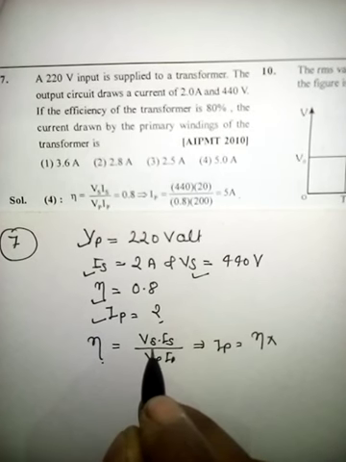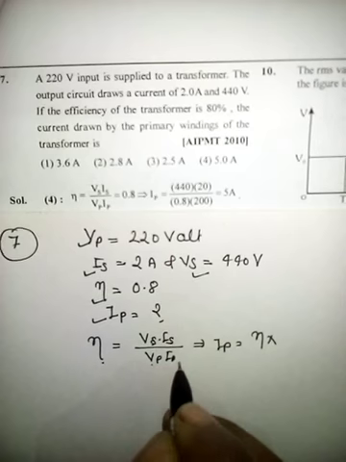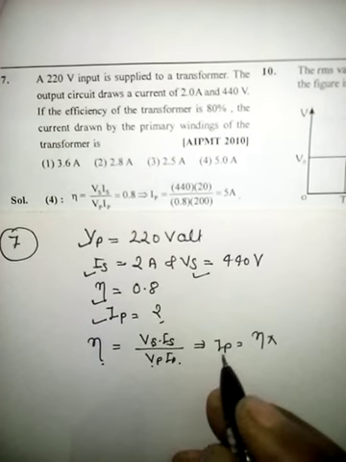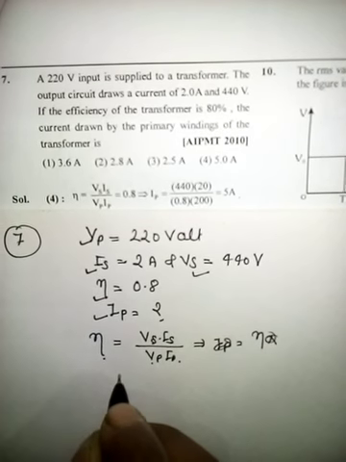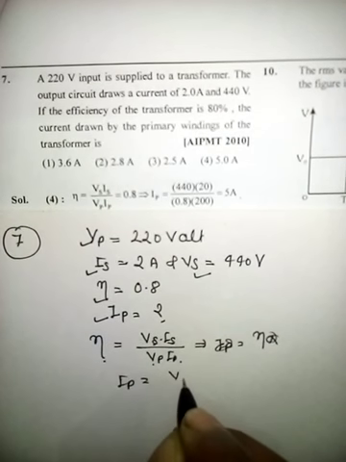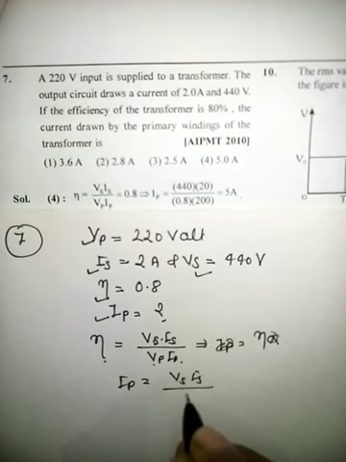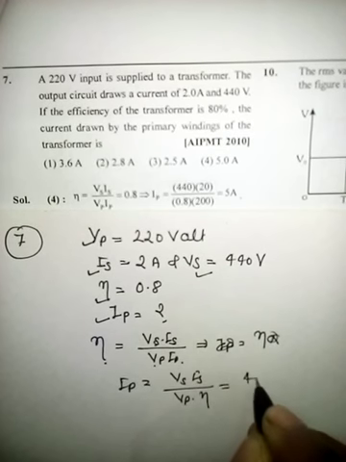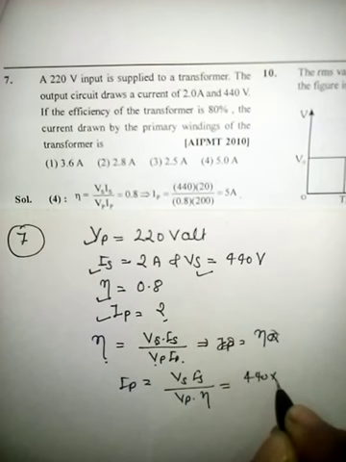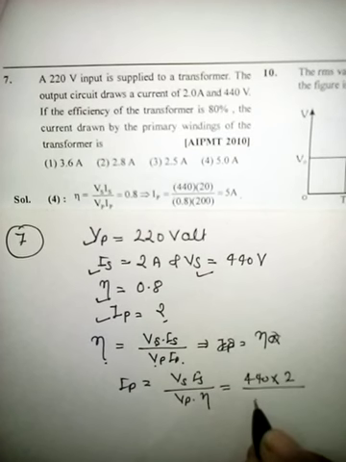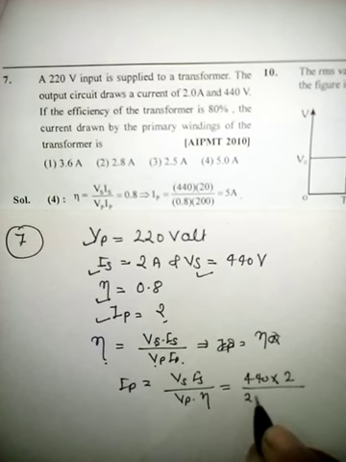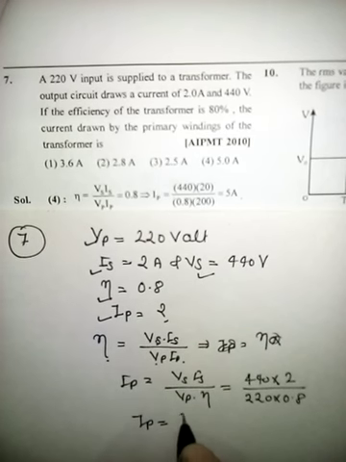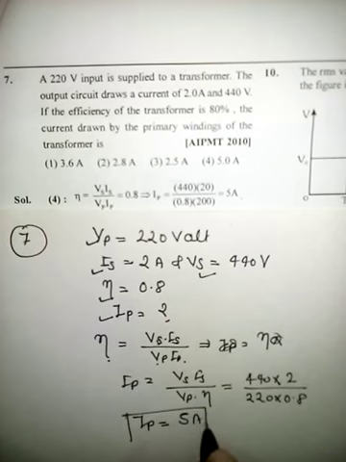Eta equals Vs into Is divided by Vp into Ip. It means power in the secondary coil divided by power in the primary coil. So Ip is equal to Vs Is divided by Vp into eta. After putting the values, we can find out the current in the primary, which is 5 ampere approximately.